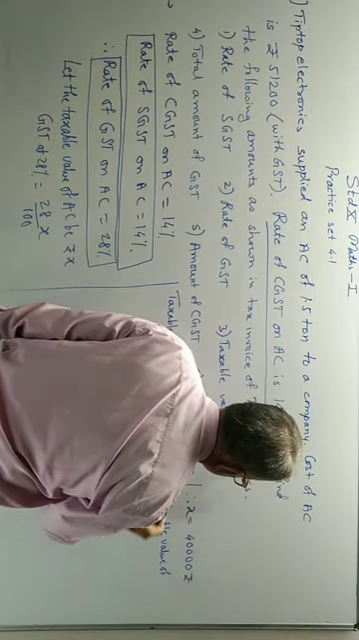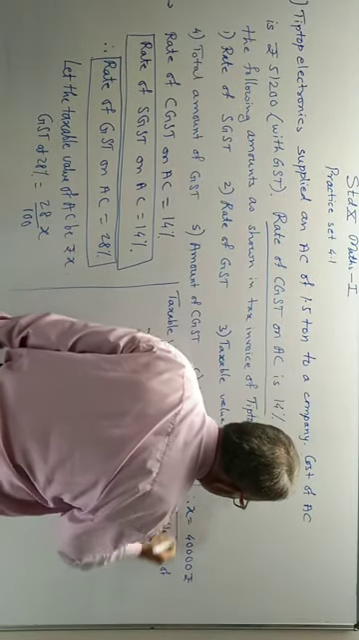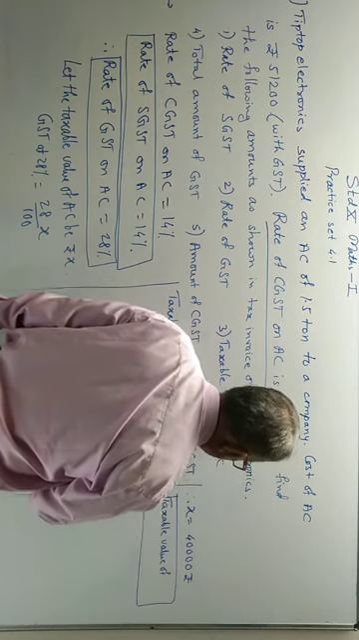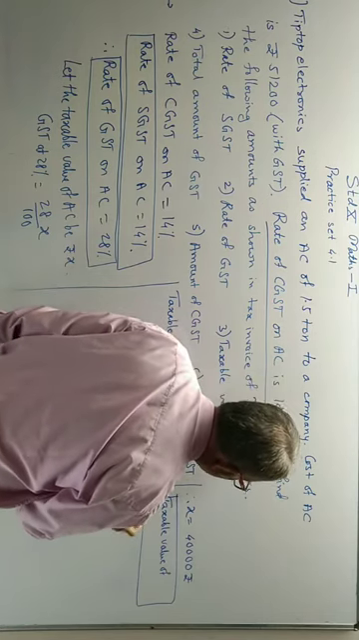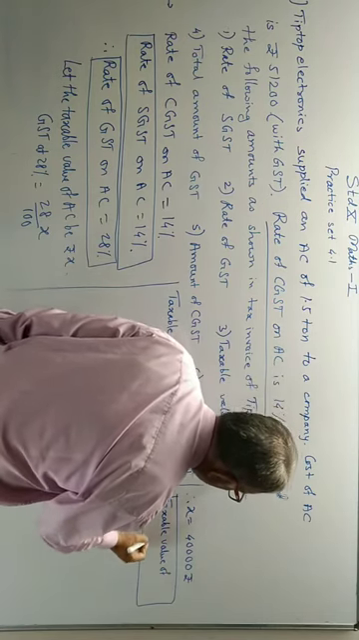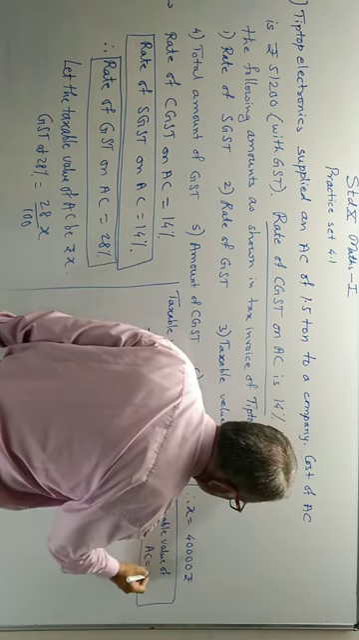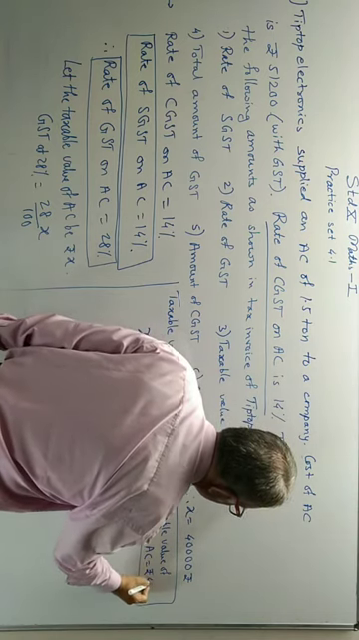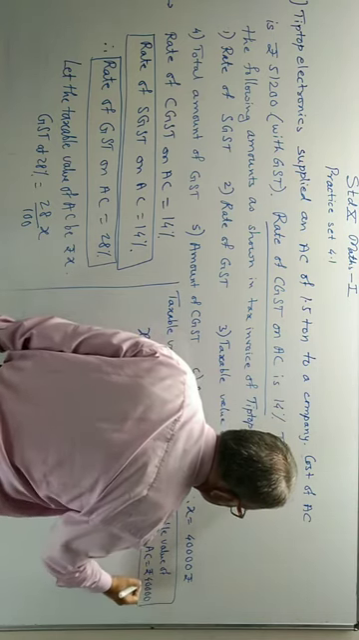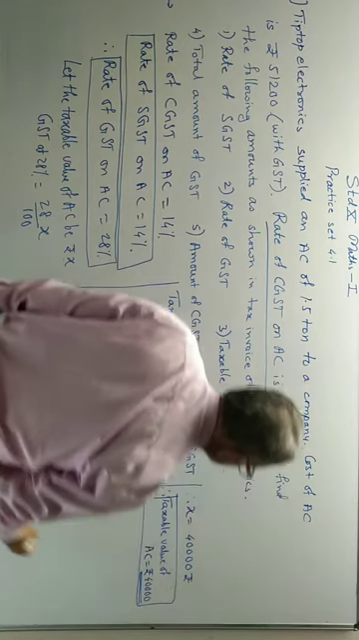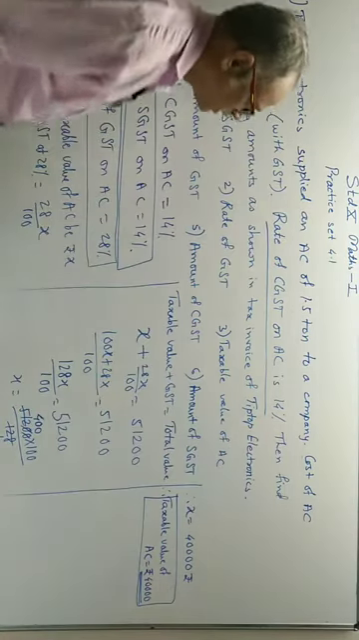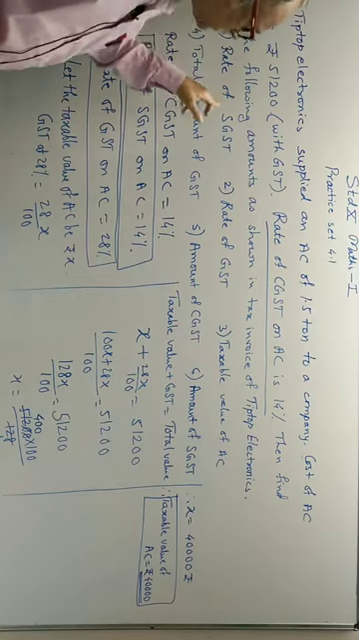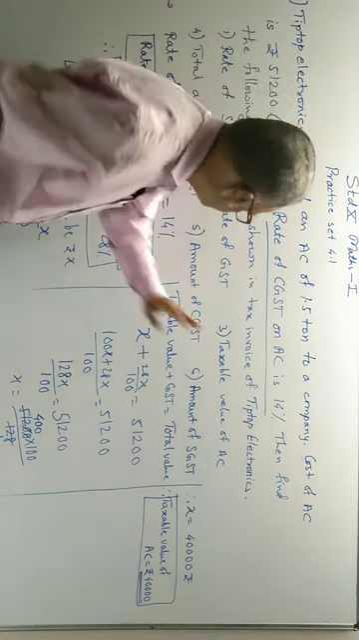I told you that this is the lengthy question. This will only be for 2 marks. Other will be for half marks. This is for 1.5 marks. Taxable value of AC equal to rupees 40,000. Now we have obtained rate of SGST, rate of CGST, taxable value.